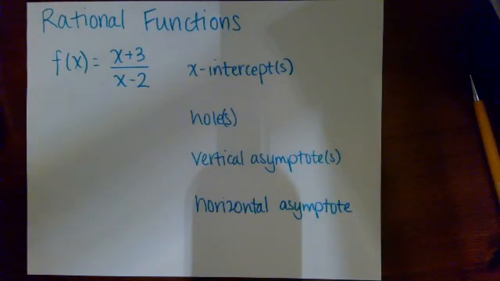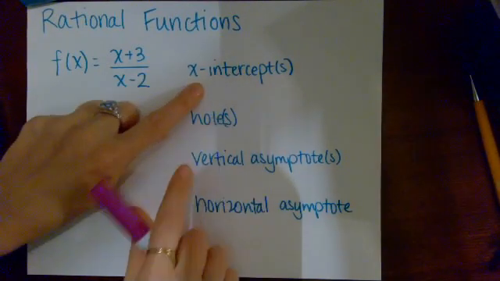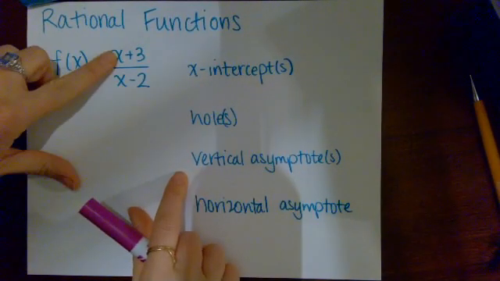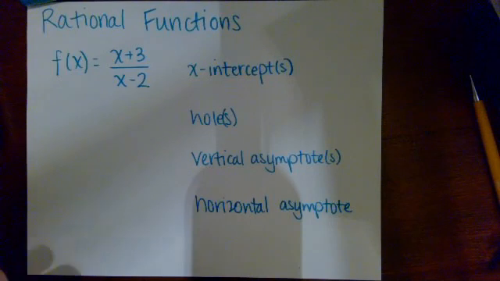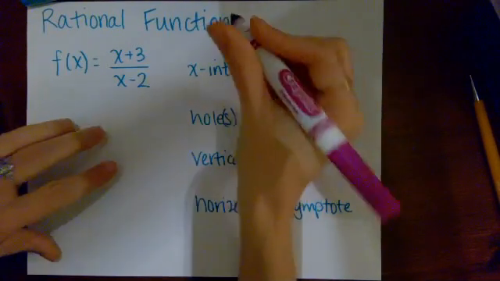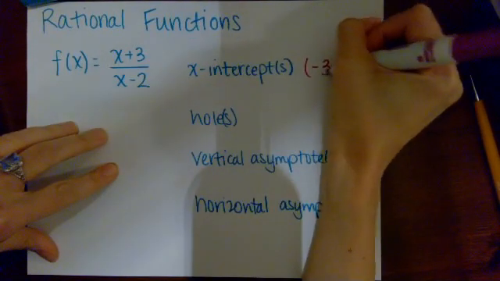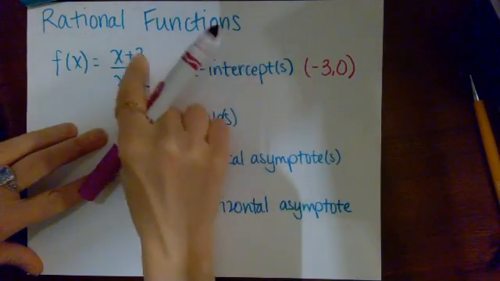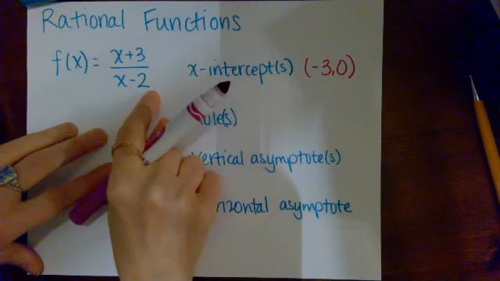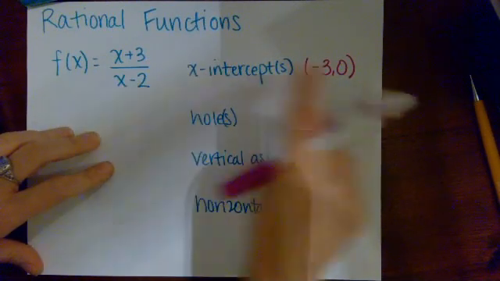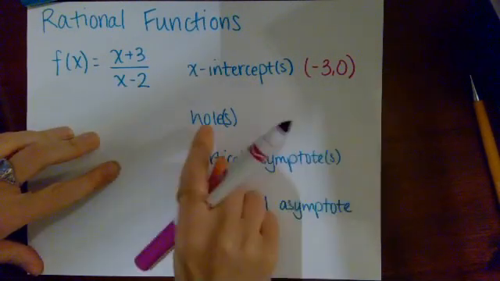So we're going to start with the x-intercepts, and hopefully we recall that to find an x-intercept, that's where the numerator is going to equal 0. So in this case, if x were negative 3, negative 3 plus 3 would give me 0. And as long as the denominator is not 0, 0 divided by anything is 0.